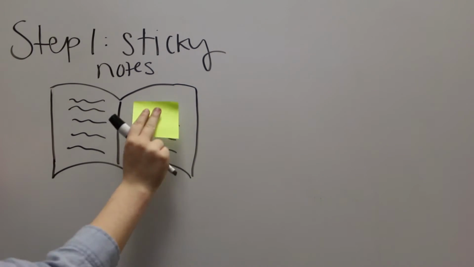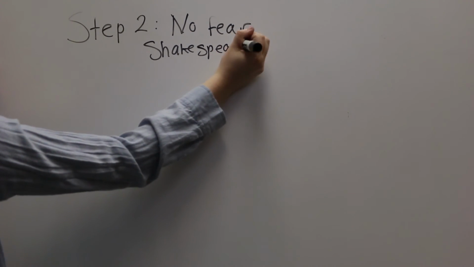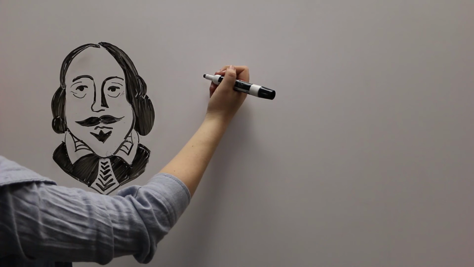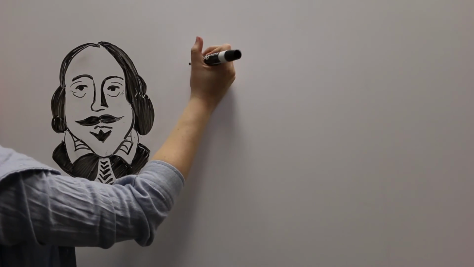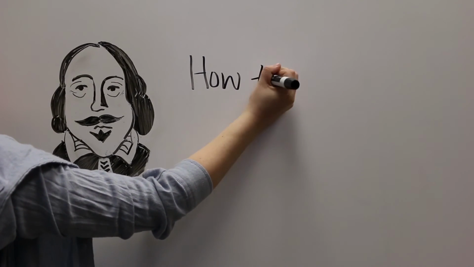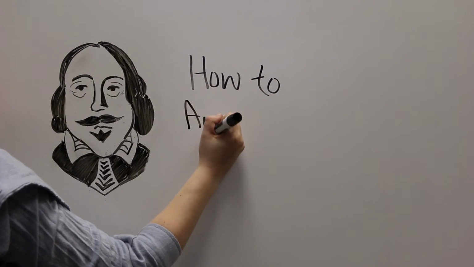So those are my 3 tips. Sticky notes, No Fear Shakespeare, and online summaries. Be careful though, and make sure your online summaries are coming from a reputable source. I hope you'll utilize these sources because trust me, they'll make your life much easier.